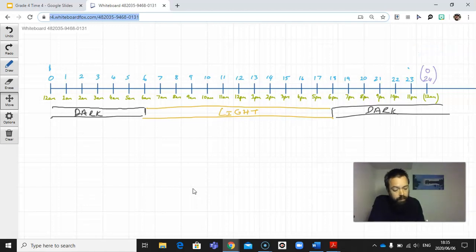So next time, please don't tell your parents I'm encouraging you to have midnight parties. But if you do stay up to midnight and you see it, perhaps on New Year, you will notice that it does get back to 0, 0, 0, 0. It doesn't go 24.